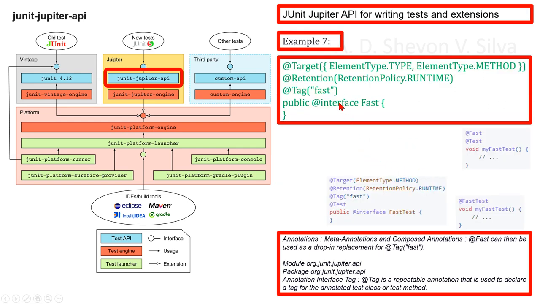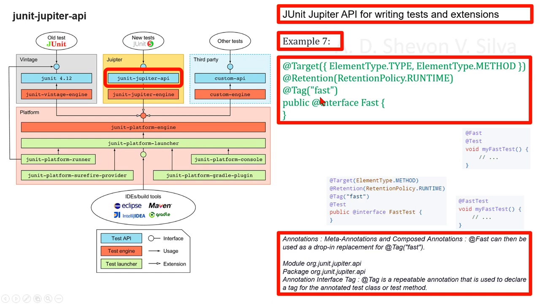Now we are considering meta annotations and composed annotations. In annotations, @Fast can then be used as a drop-in replacement for @Tag("fast"). JUnit Jupiter annotations can be used as meta annotations. That means that you can define your own composed annotation that will automatically inherit the semantics of its meta annotations.